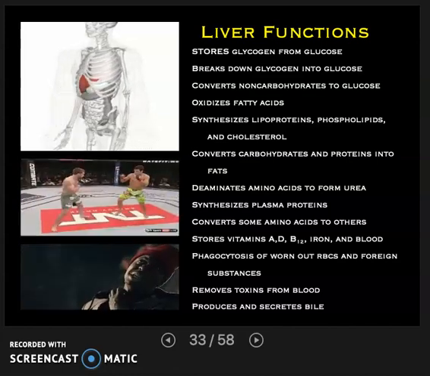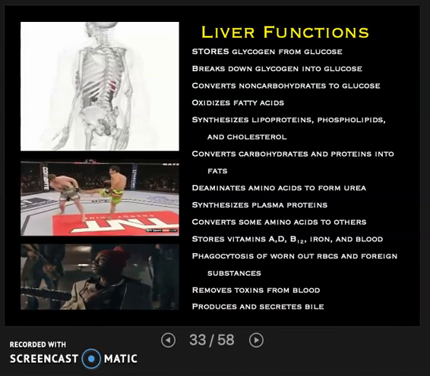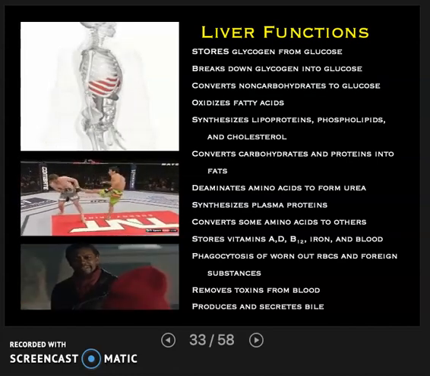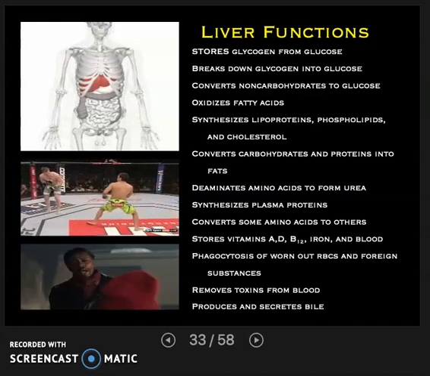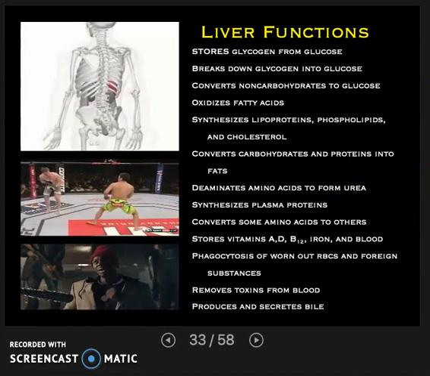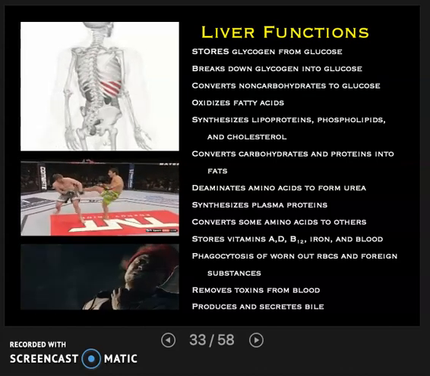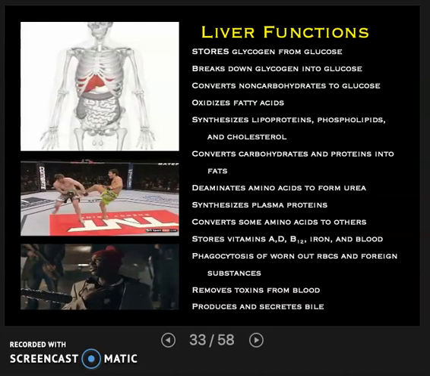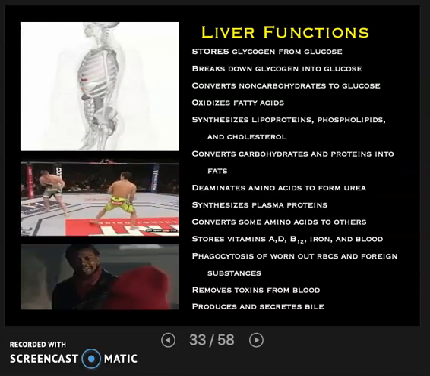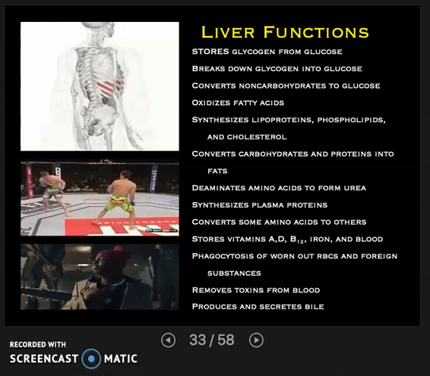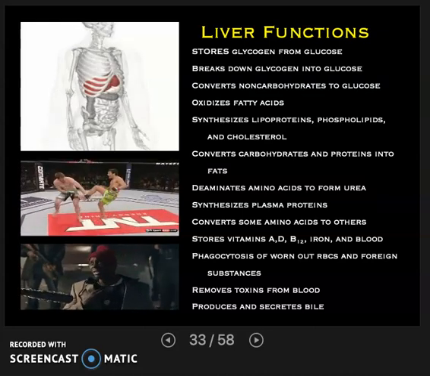Of course, in response to glucagon, it will break down glycogen into glucose and release it to the bloodstream. So the liver is central in the homeostasis of blood glucose levels. And it also turns other stuff into glucose. You break down protein, you turn it into glucose. You break down fats, you turn it into glucose. You break down all kinds of stuff, you turn it right back into glucose. And so it has lots of different roles when it comes to glucose metabolism.